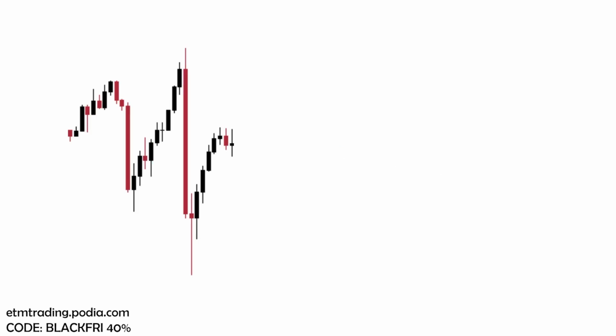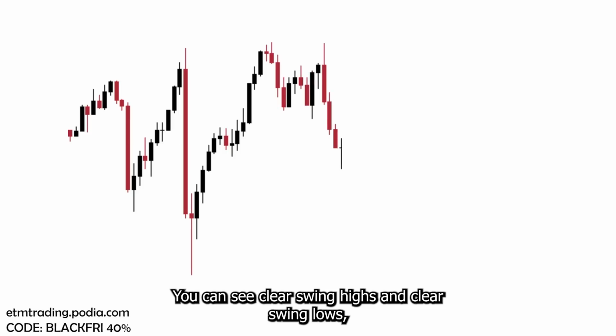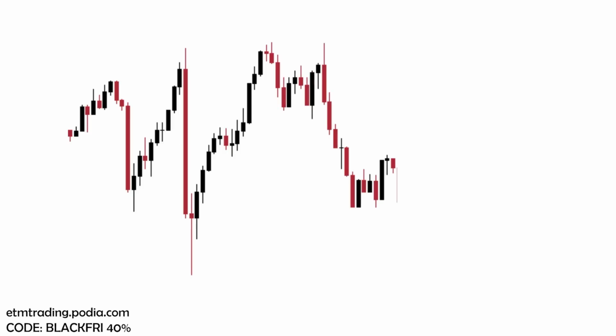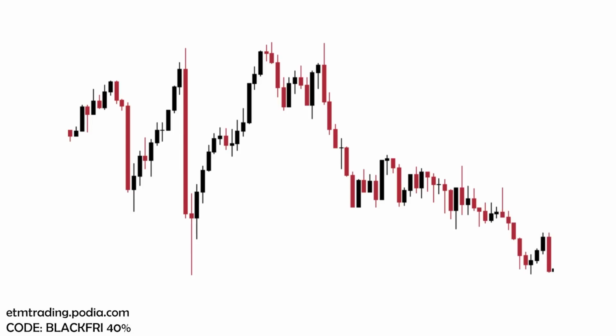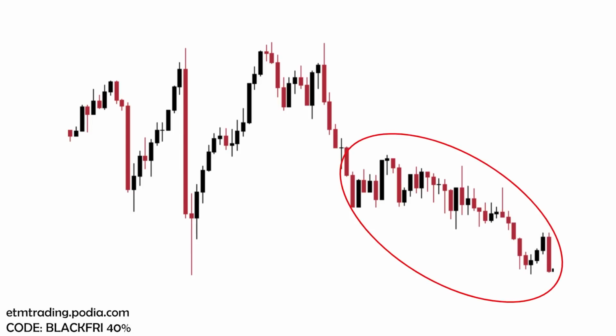So as you can see here, price is pretty simple to read. You can see clear swing highs and clear swing lows. But now you can see price getting tighter. You can see price coiling up. This would be your compression.